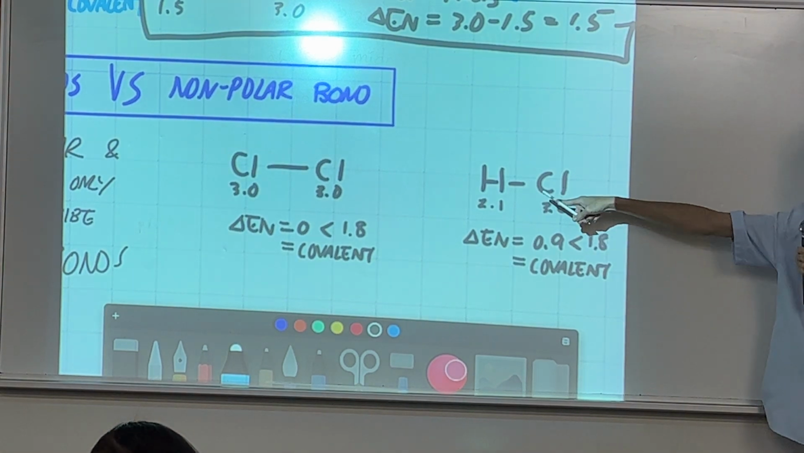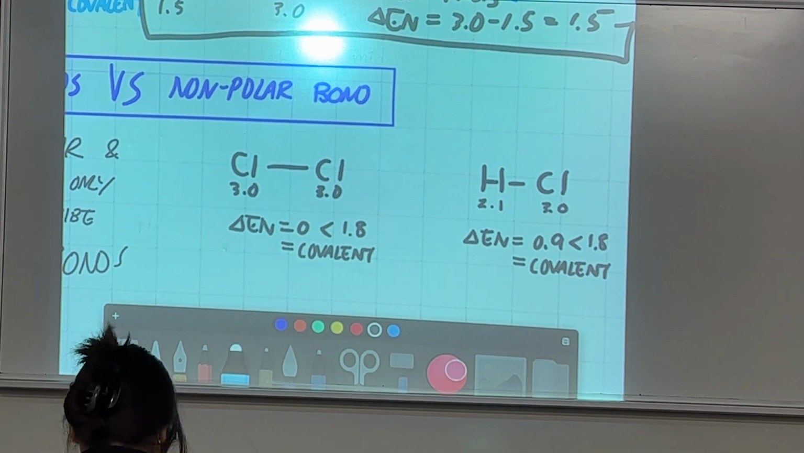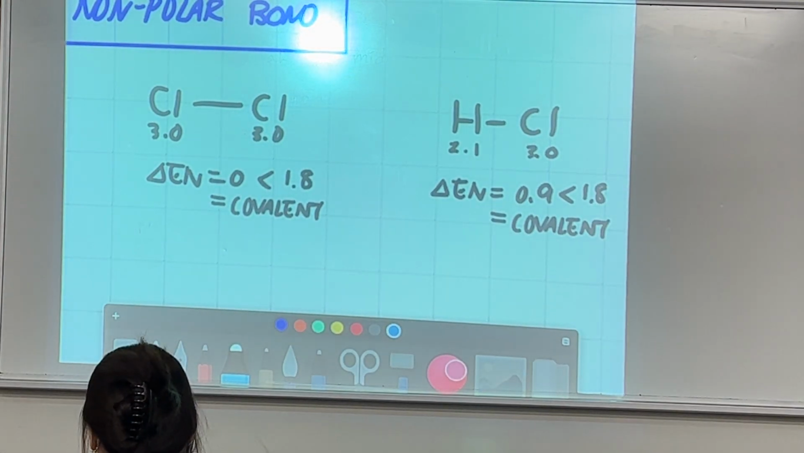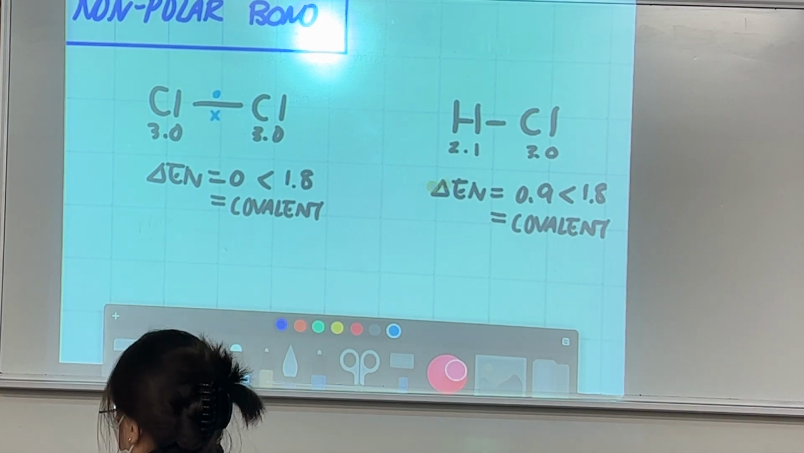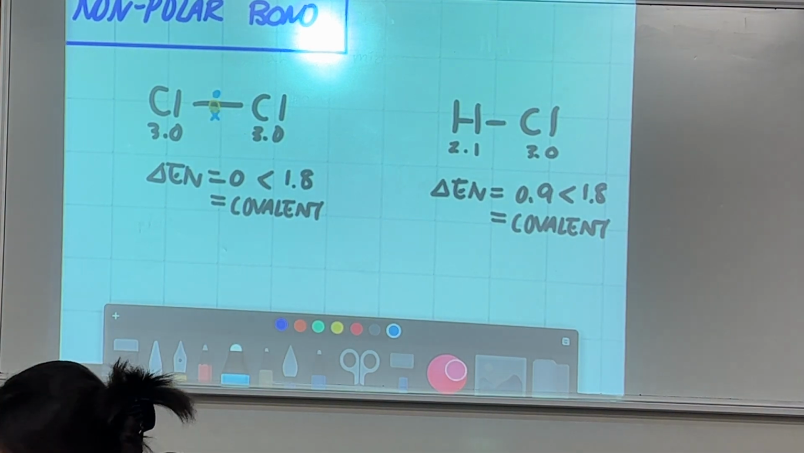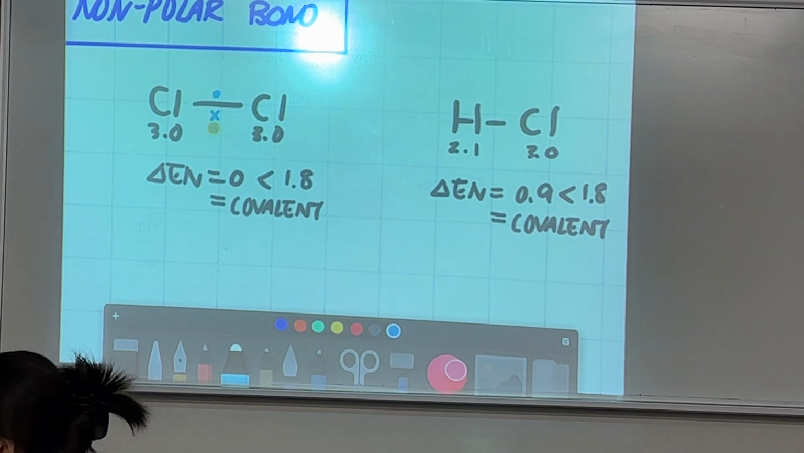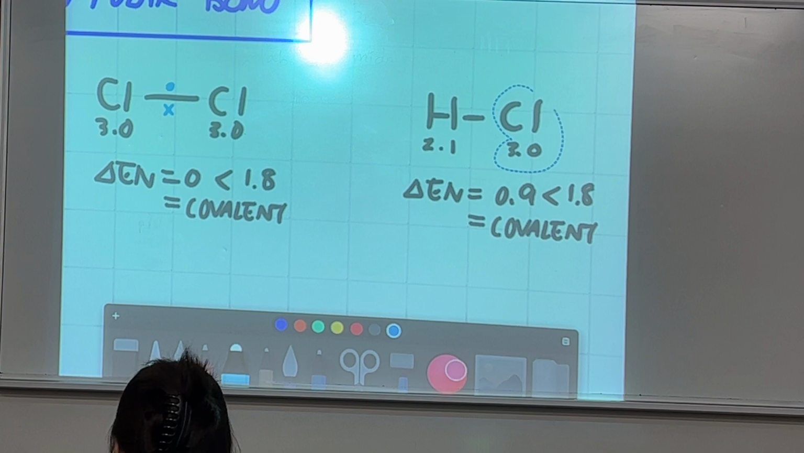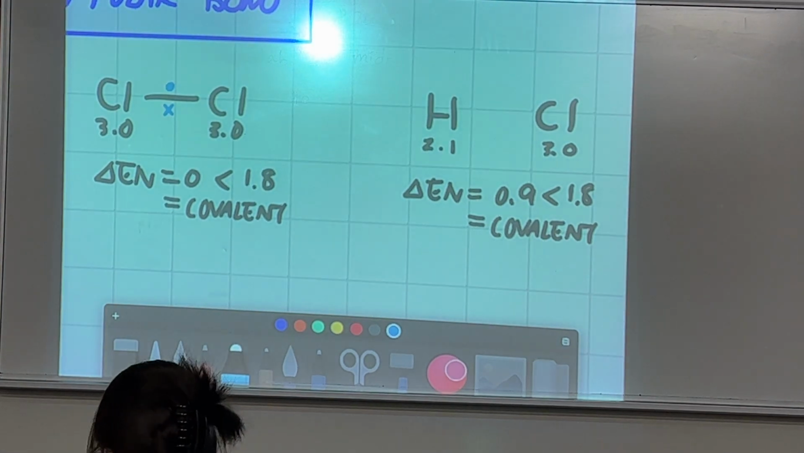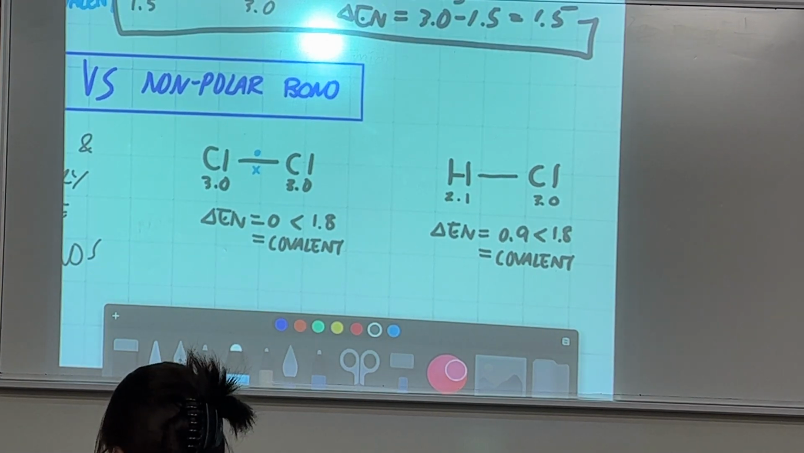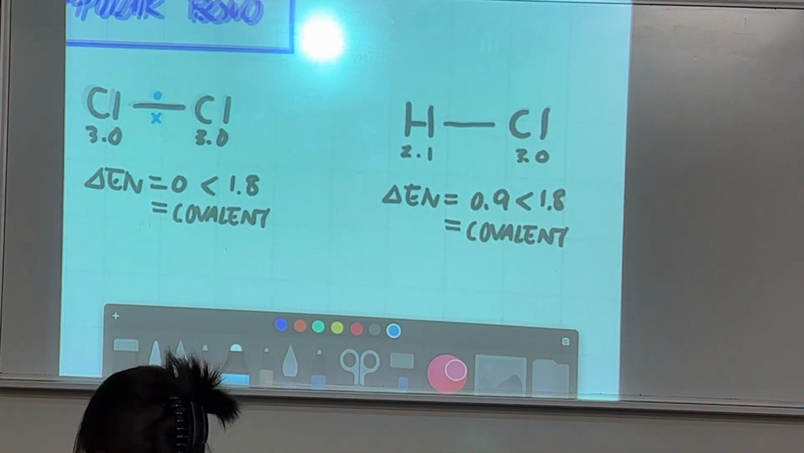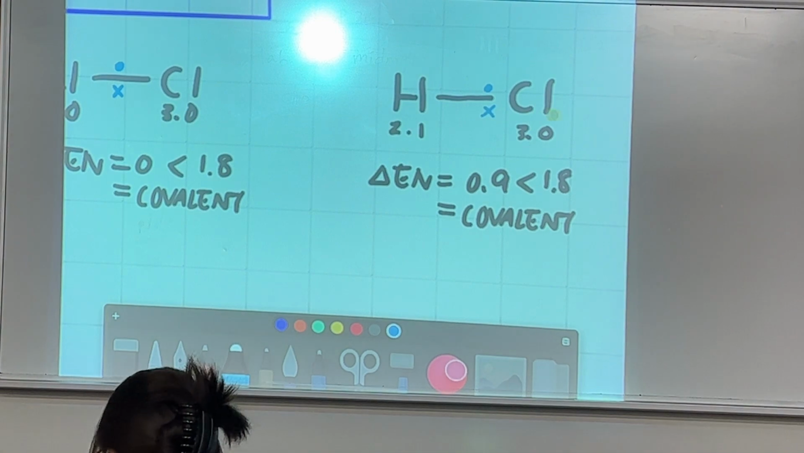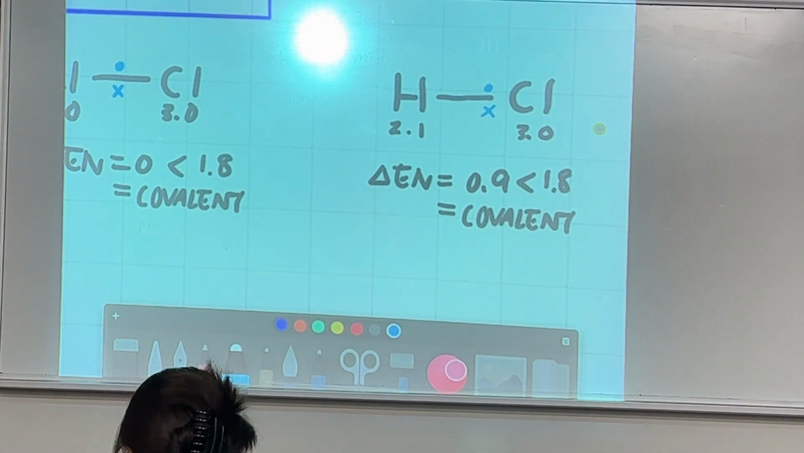Cl attracts the electron more strongly. So if I were to exaggerate this like a bond, in Cl-Cl, the bonding electron will be right in between them. This is a very even form of sharing. But in HCl, I'm going to exaggerate this a little bit, so let me elongate this line first. The bonding electron will actually not be found at the middle. It will actually be found closer to Cl than it is to H, right?